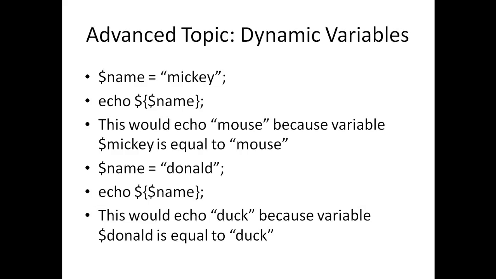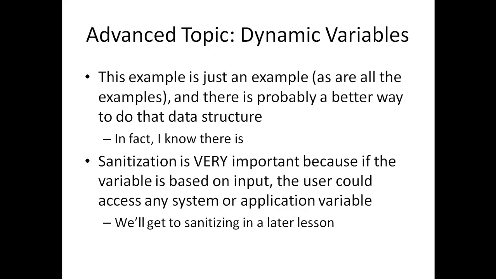Anyway, more about dynamic variables. This is just an example, as are all the examples I put in the course, and there's probably a better way to do that from a data structure. In fact, I know there is. There are better ways to do something like a first name, last name correlation.